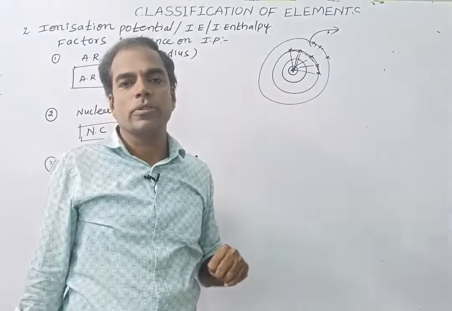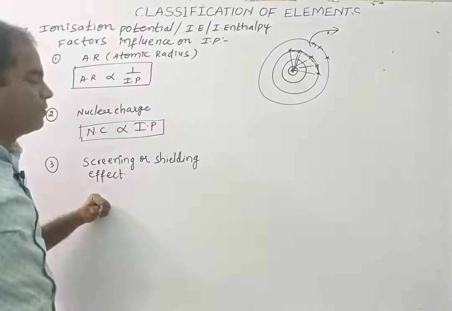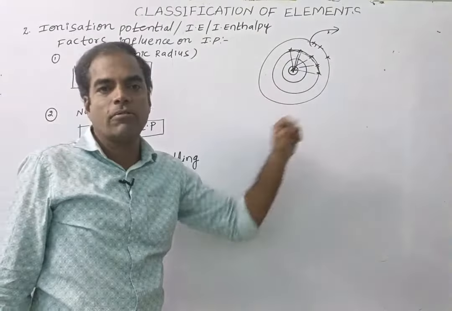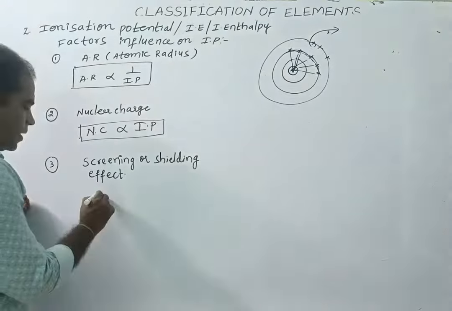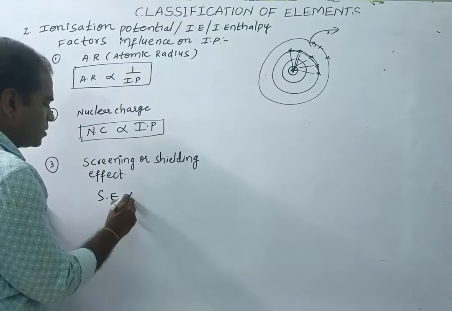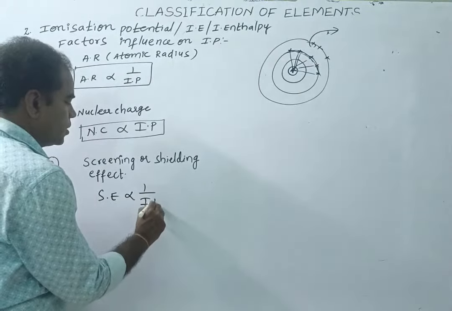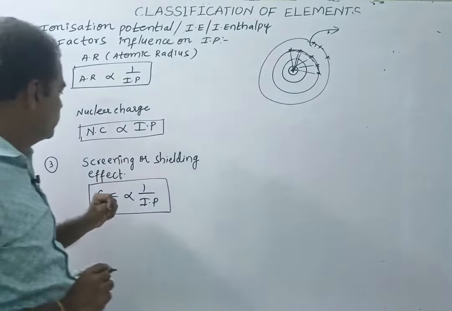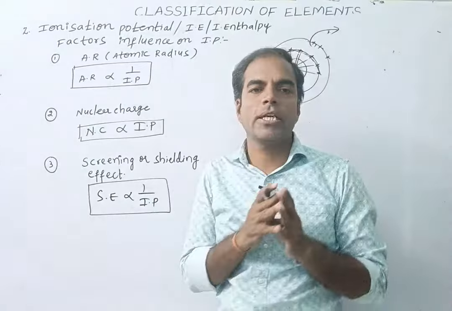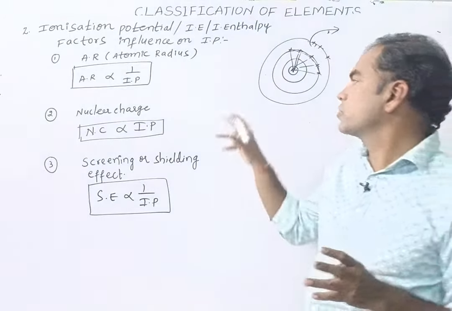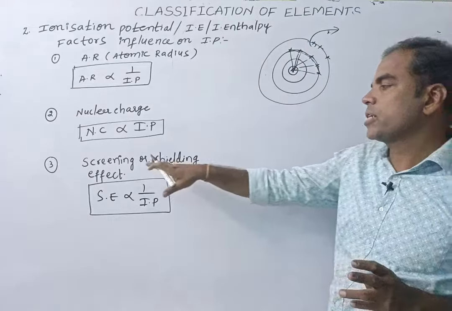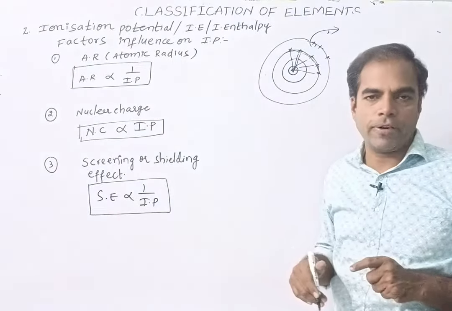That means if the screening effect or shielding effect is more, ionization potential will be less. Here screening effect is inversely proportional to ionization potential. Is it clear? So what is the screening effect? The inner shell of electrons in an atom prevents the nucleus force of attraction over the valence shell of electrons. This phenomenon is known as screening or shielding effect.